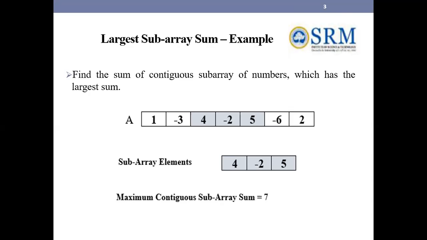It's a contiguous subarray. Add these elements: 5 minus 2 plus 4. So 9 minus 2, 7. The sum of the subarray is 7. That is the maximum value for the given array. If you take any subarray from the given array, the sum of elements in the subarray should be maximum, the largest sum of the given subarray. That is the problem. The output is 7. So here we are finding only the largest sum of subarray.